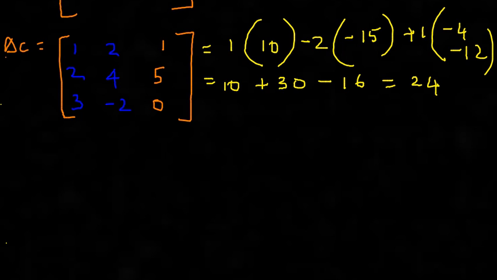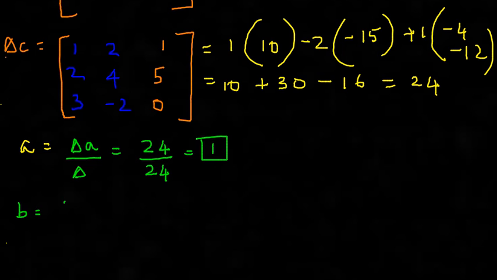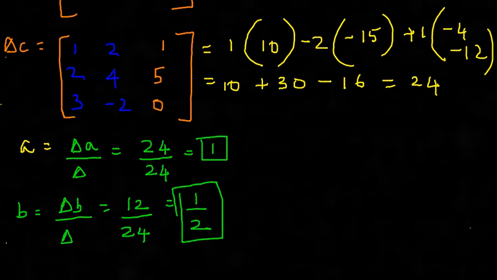So, what is a? a is nothing but del a by del, which is nothing but, what was del a? 24. Del was 24. Therefore, a is equal to 1. Likewise, b is equal to del b by del, which is 12 by 24, which is equal to 1 by 2. And c is the same as a, del c by del, both was 24. 24 by 24, so it is equal to 1.